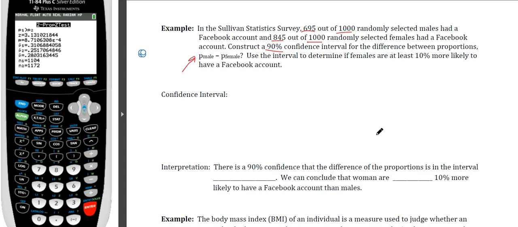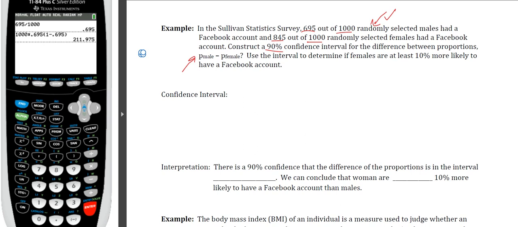All right, so first our conditions, we should address those. Doesn't really give us space, so I'll just type them out here. We have random, so we're good with that. We have 1,000 men and 1,000 women that have a Facebook account. That's definitely less than 5% of all men and women that have a Facebook account, so we're good with the independence condition. And also, if we check 695 out of 1,000, which is 0.695, and we use that with NP times 1 minus P, so 1,000 times 0.695 times 1 minus 0.695, what we get is 211. That's more than 10, so we're good there.